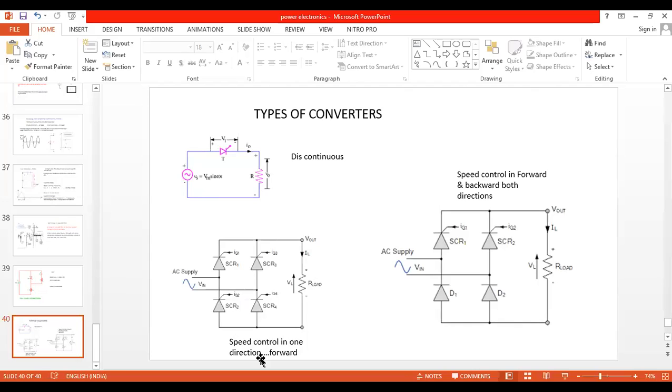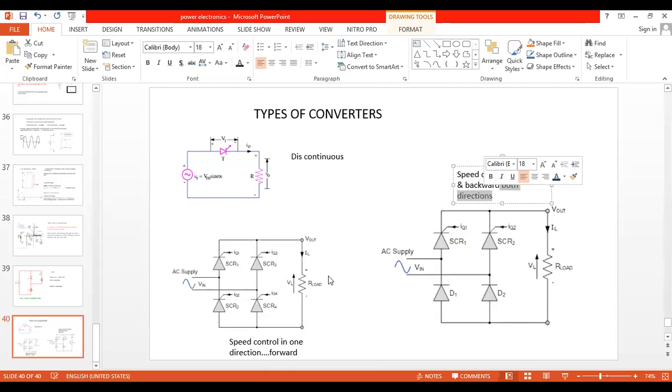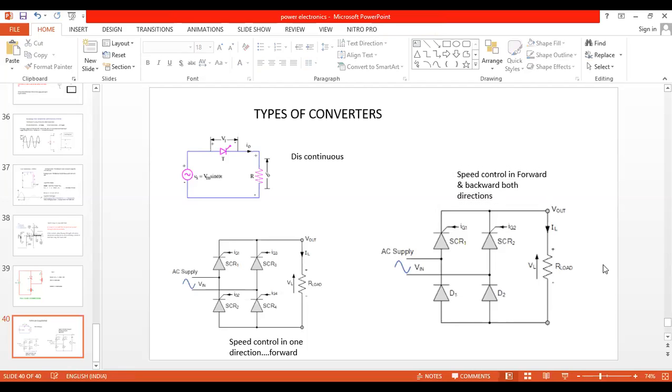Where is it used? Speed control. The full converter is used for speed control of a motor in both directions, forward movement and backward movement. Imagine an electric train has to move in the forward direction and the backward direction. There we use it. Now come on, this one, anyone? This is challenging. What is the name of this one? Okay, I will tell. It is a semi converter.